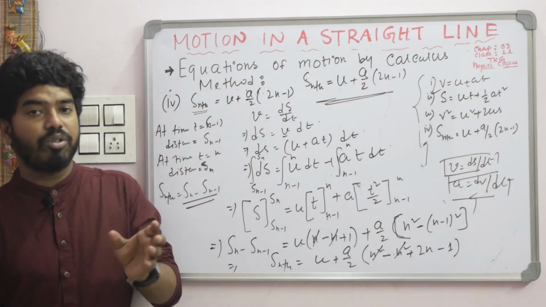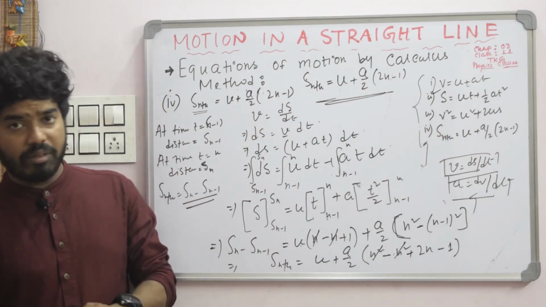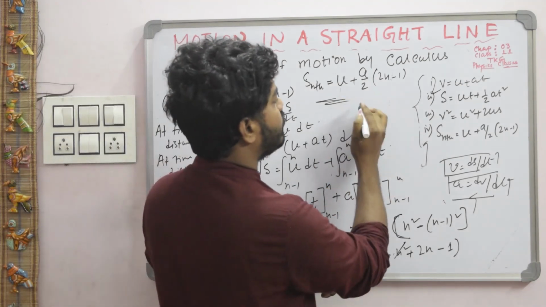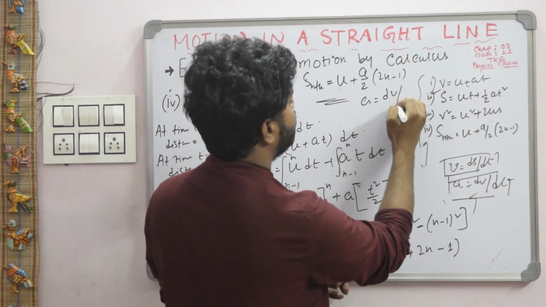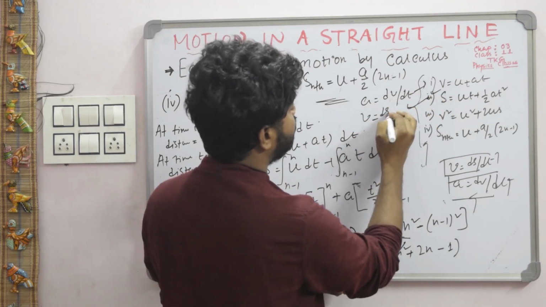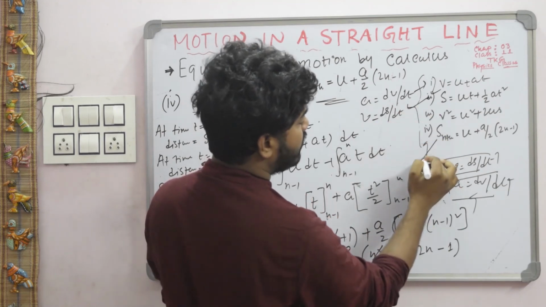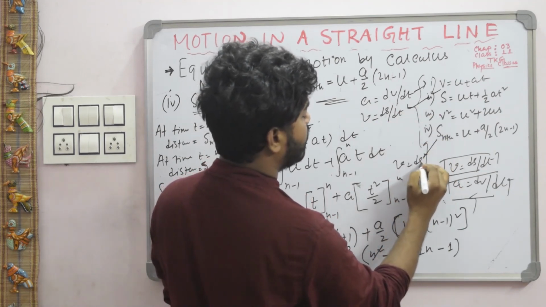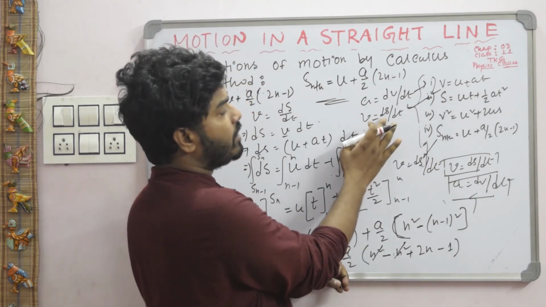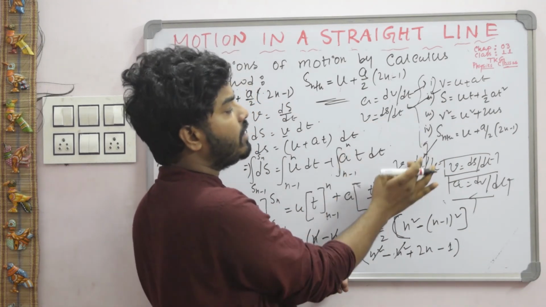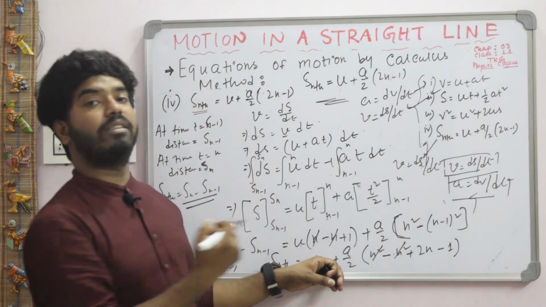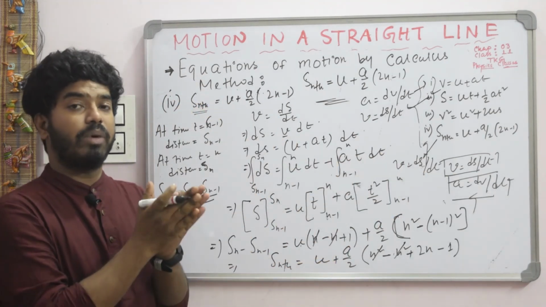Here you have to use integration, and you just remember the starting value. For the first equation you have to start from a is equal to dv by dt. For the second equation you have to start with v is equal to ds by dt, and similarly for the fourth equation you have to start with v is equal to ds by dt. One difference is that the limits in this equation and in that equation are different, and you have to choose the proper limit.